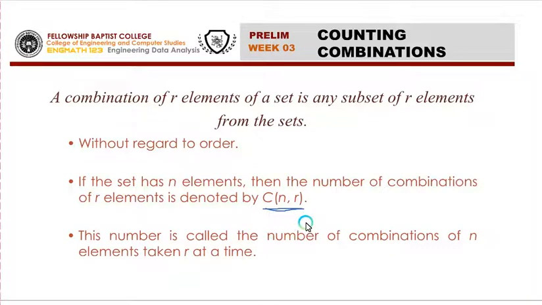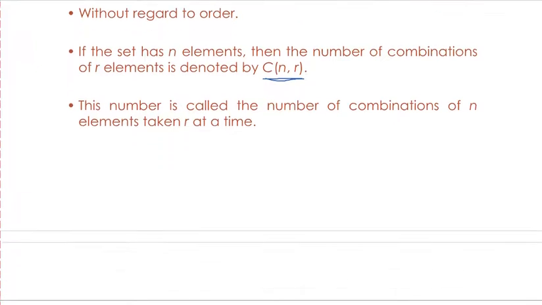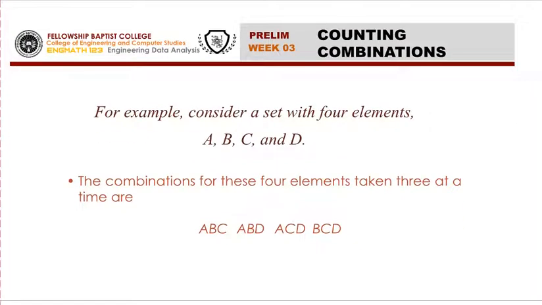Take note, the combination and permutation formulas and representations are similar. The only difference is that for permutation, we use the letter P. So, for example, consider a set with 4 elements: A, B, C, and D. If what we solve is combinations, the possible combinations are ABC, ABD, BCD, and ACD. So, those are our possible combinations.